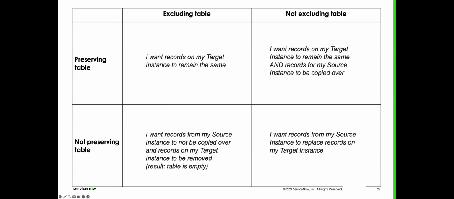Here I also summarized the outcomes that we just talked about. Everything from records on the target to remain the same, to keep your records on target and also bring over records from source, to have an empty table on the target, or number 4, to replace everything on the target with records from the source.